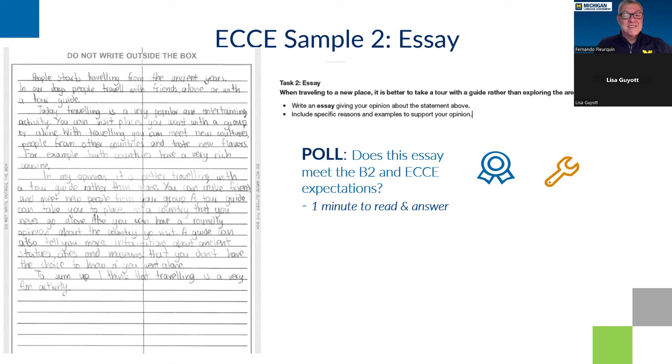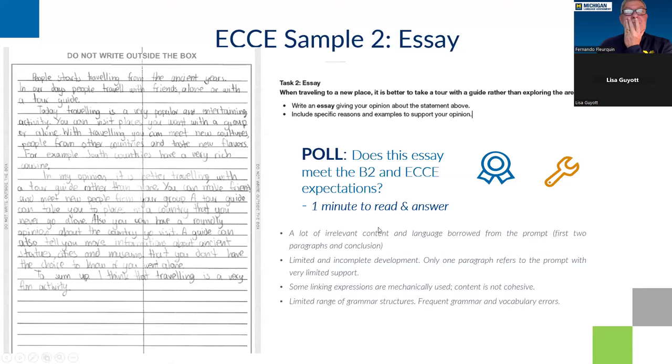Yeah, so you clearly get the picture, right? Well, the great majority of you, let's end it here, think that it's not meeting the expectations for ECCE and B2 level. Let's see. A lot of irrelevant content, language that is mainly borrowed from the prompt, first two paragraphs.